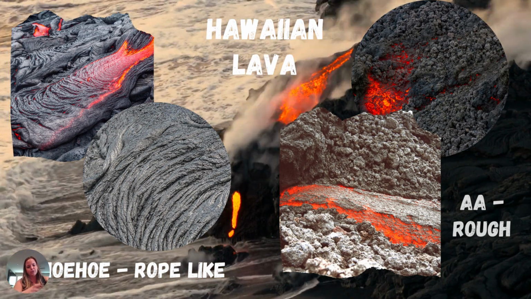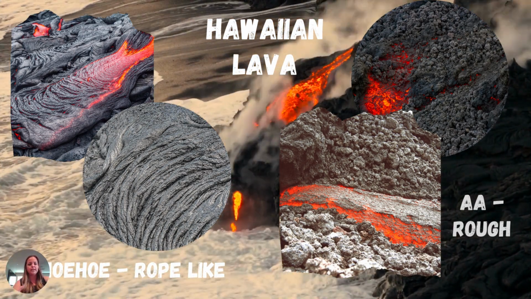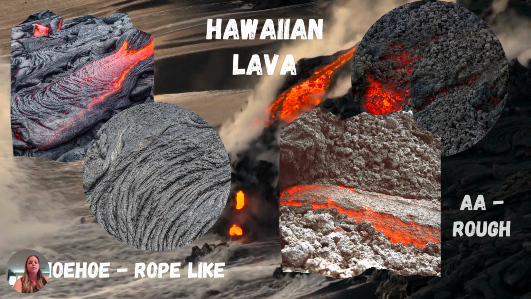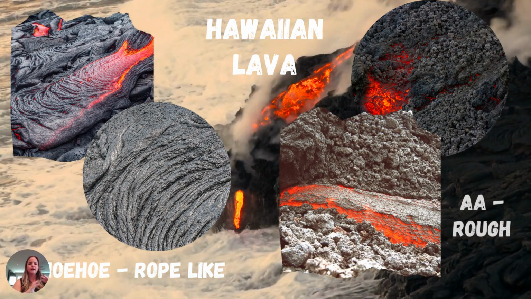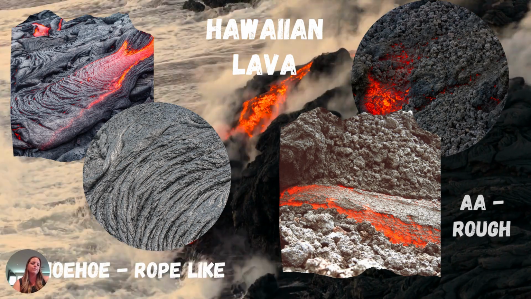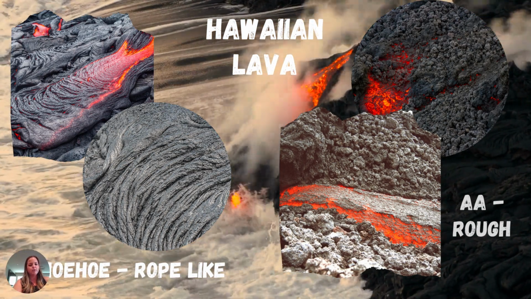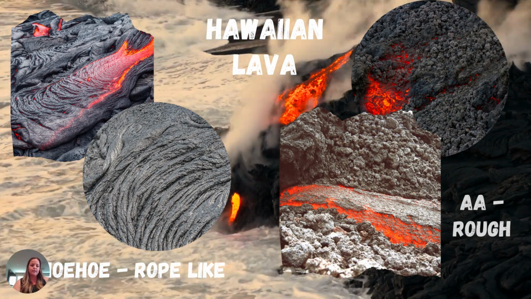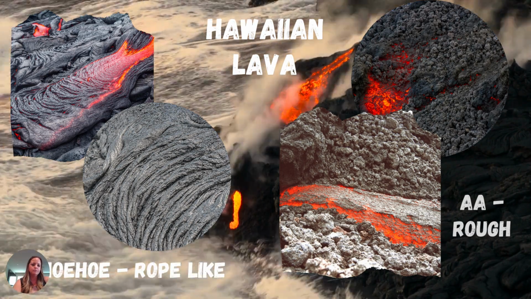Now that rough texture that I showed you where it was coming down the street in that 2018 Kilauea eruption, that one we call a'a, and that just means rough. And so it's kind of got this crust on it, and it's a rougher texture of the basalt. Both of these are basalt, and just a slight variation in chemistry and the atmospheric conditions can change the way the lava is presenting itself.